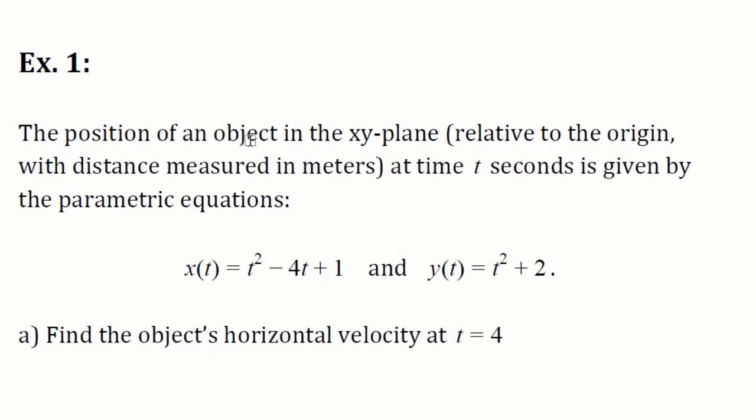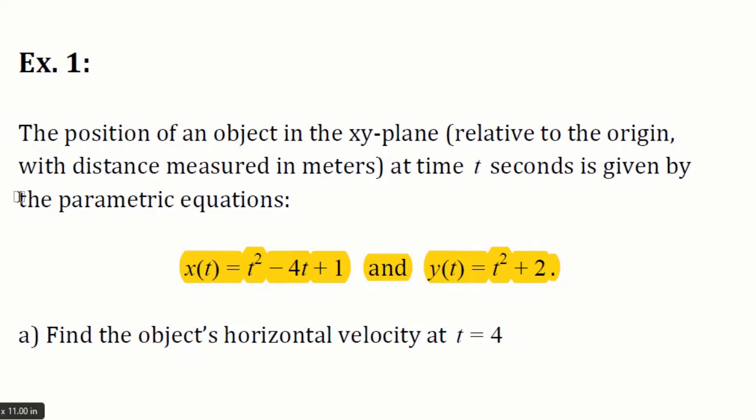The position of an object in the xy plane at time t seconds is given by the parametric equations x(t) = t squared minus 4t plus 1, and y(t) = t squared plus 2. I am going to highlight this because that's our system of parametric equations. Together, these two equations make up what's called a parametric curve, a term I introduced earlier.